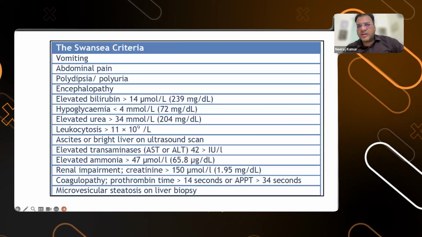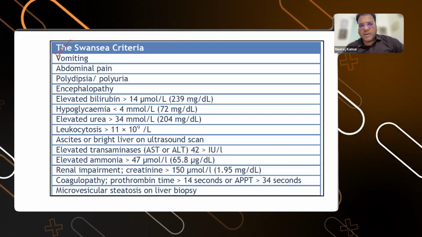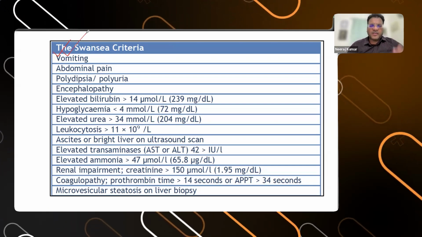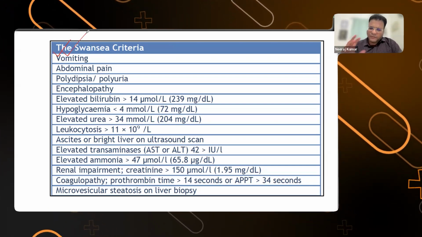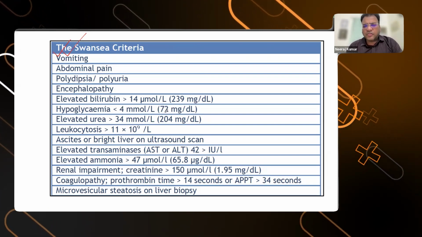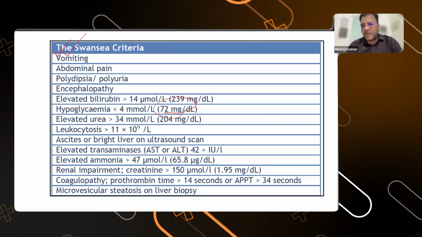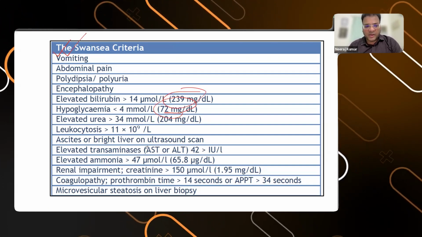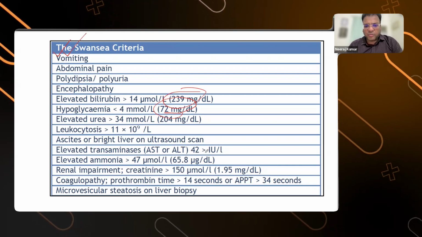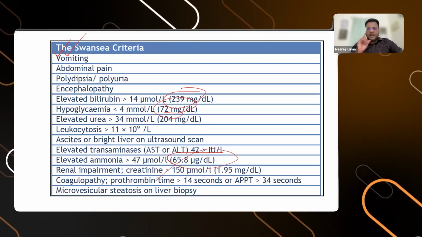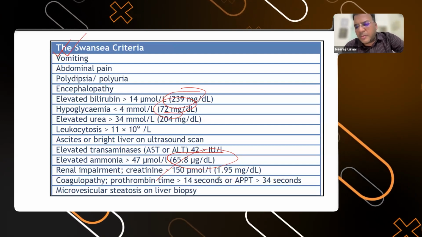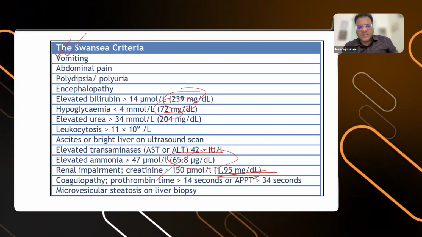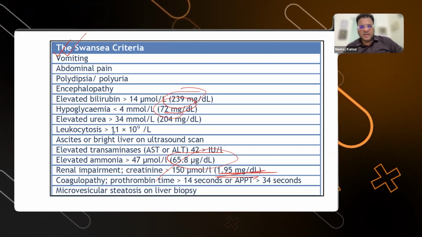Now coming to the next point, we are all aware of the Swansea criteria, very commonly used for diagnosing your AFLP. These are the few important findings that you will look for. In the exam, they used to ask the hypoglycemia value, then the bilirubin value, and then your ammonia value. It should be 65 microgram per dL. And then they used to ask about renal impairment, how much serum creatinine will increase. So it will be 1.95 milligram per dL. So these are the few important findings that they will ask.